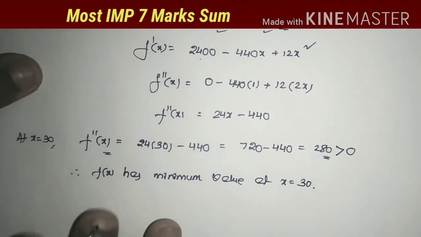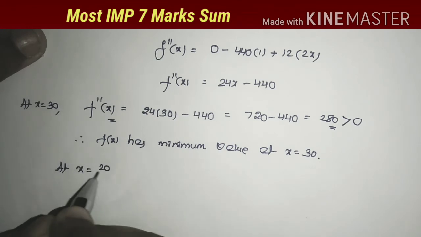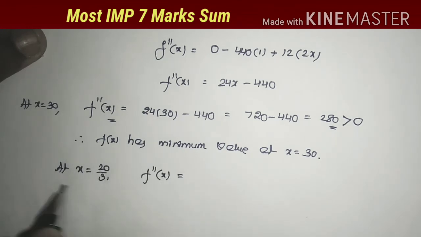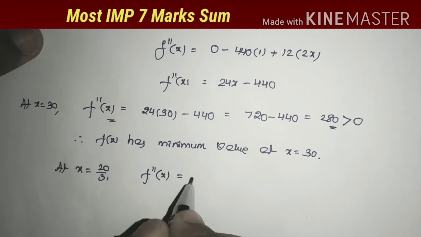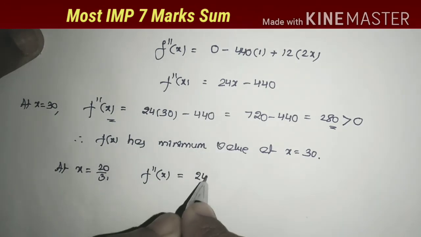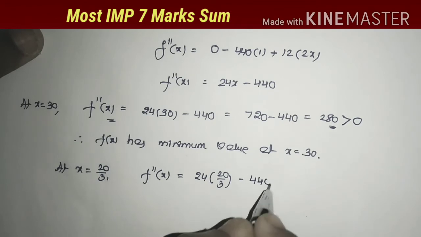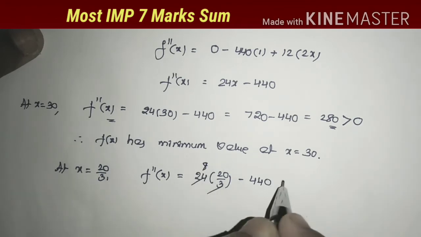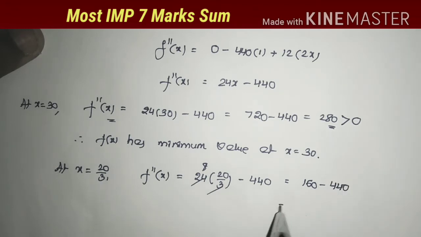This is the formula. And I substitute x is equal to 20 by 3 here, in f double dash of x. That is 24 into 20 by 3 minus 440. It is cancelled 8 times. So this is 160 minus 440. So 160 minus 440 is equal to minus 280. That is less than 0.